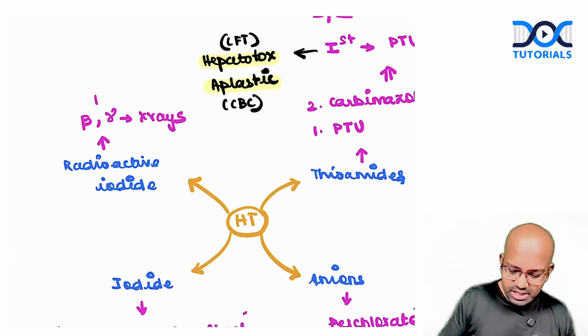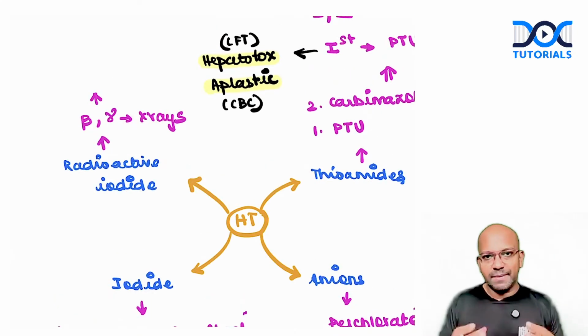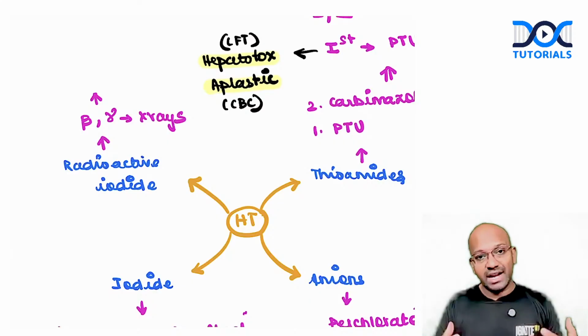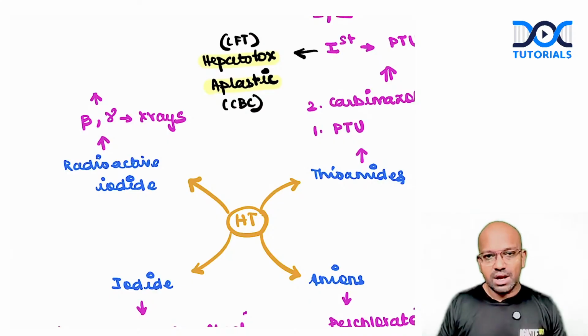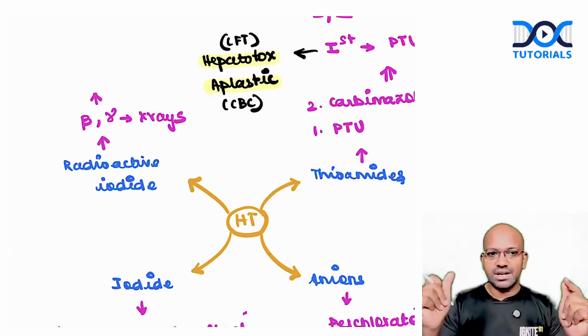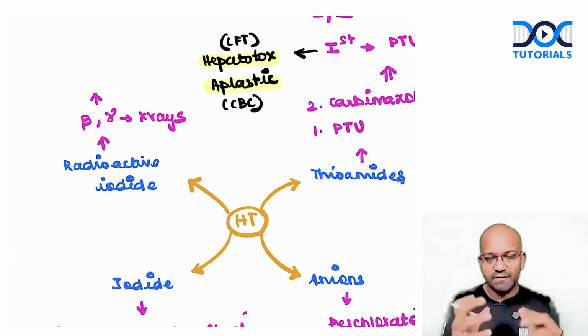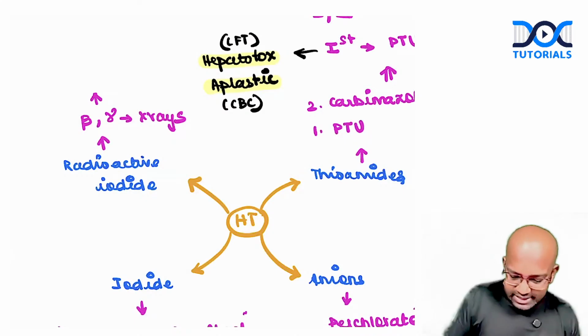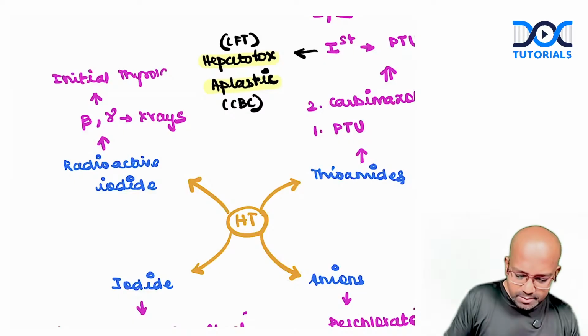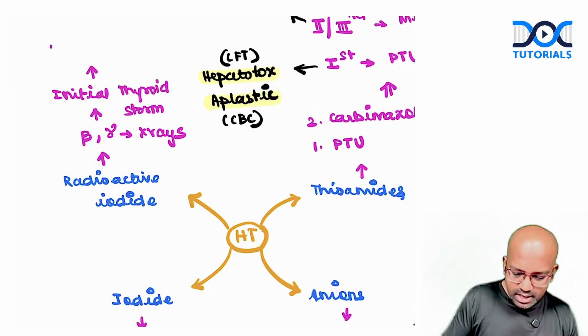Because of it, there will be damage and killing of those thyroid follicular cells. But what about those vesicles which already contained stored T3 and T4? Yes, there will be a sudden release of all stored T3, T4 into the blood. That's the reason why there will be an initial thyroid storm, followed by permanent hypothyroidism.